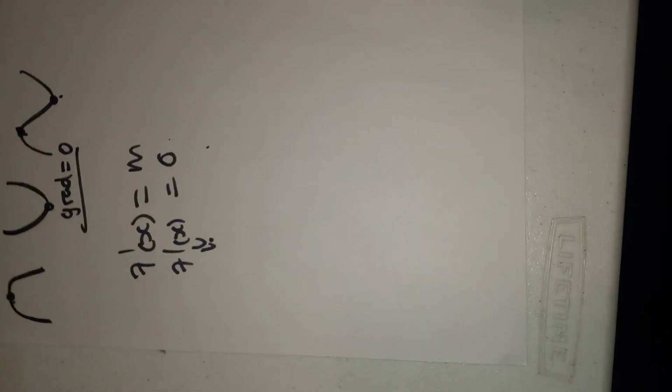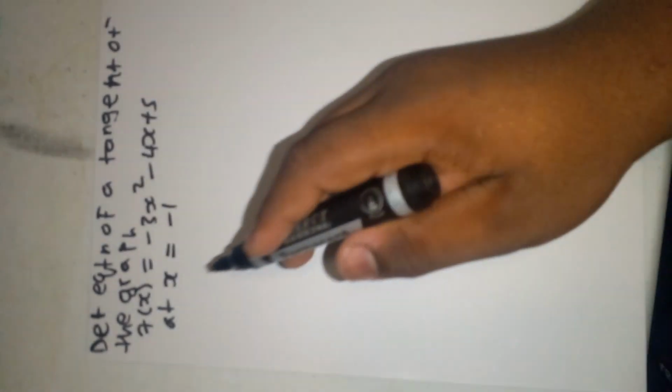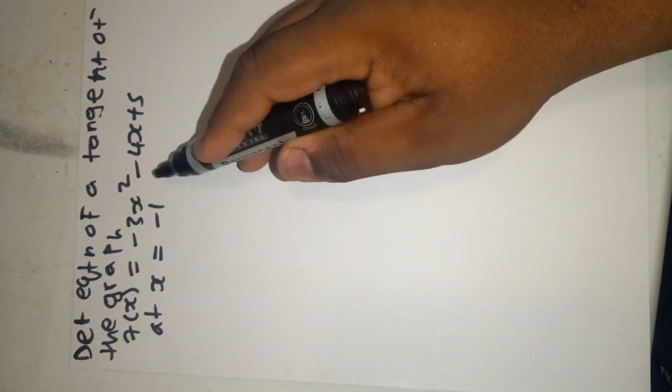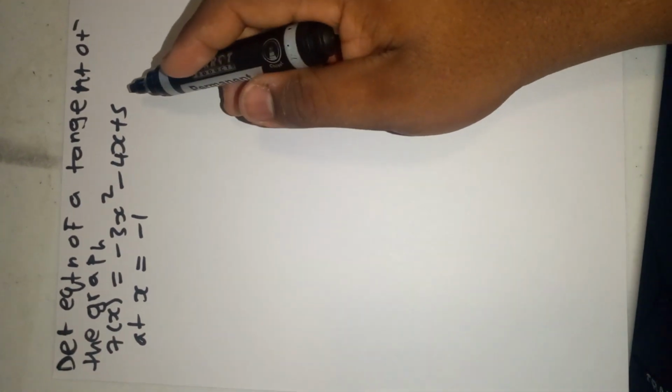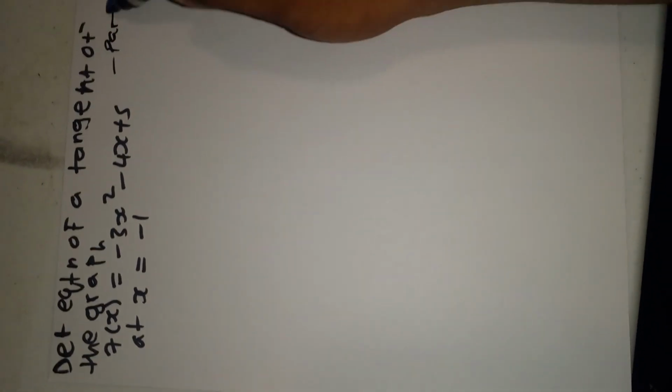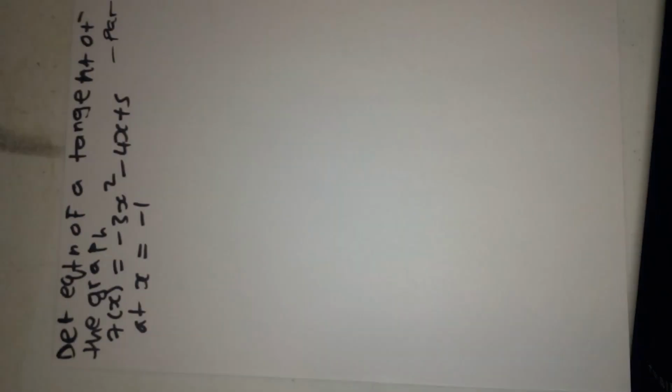Okay, so let me prepare a good question, and then we'll now do different scenarios. Here's a question. They are saying determine the equation of a tangent of the graph. So now you are given what? f(x) equals negative 3x squared minus 4x plus 5. Is it fine? So now you can see that this is what? A parabola graph. At x equals -1.